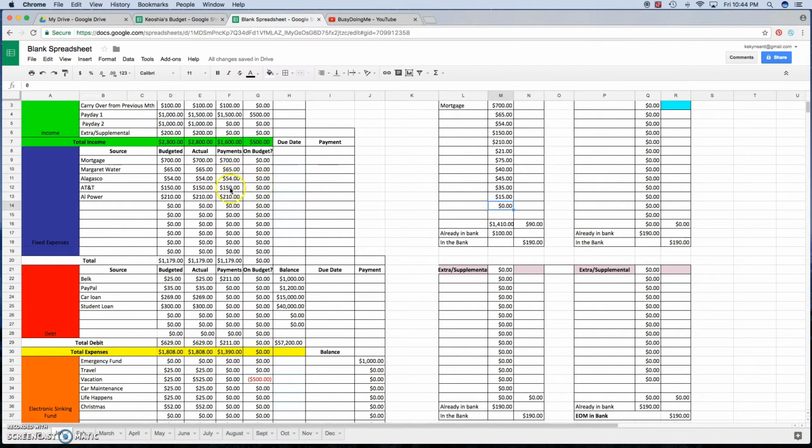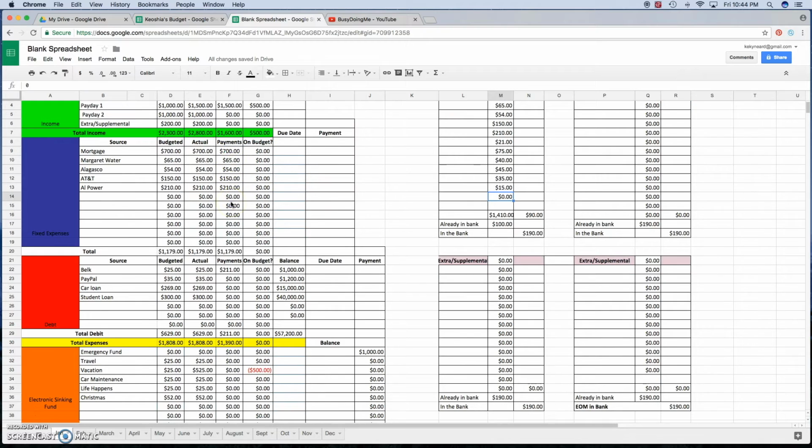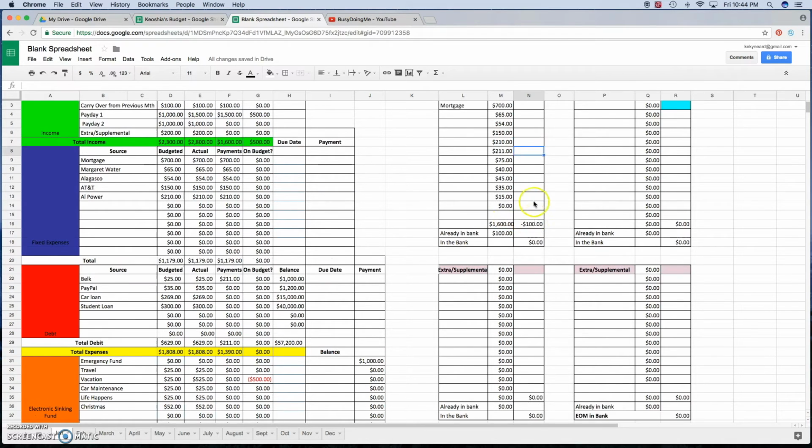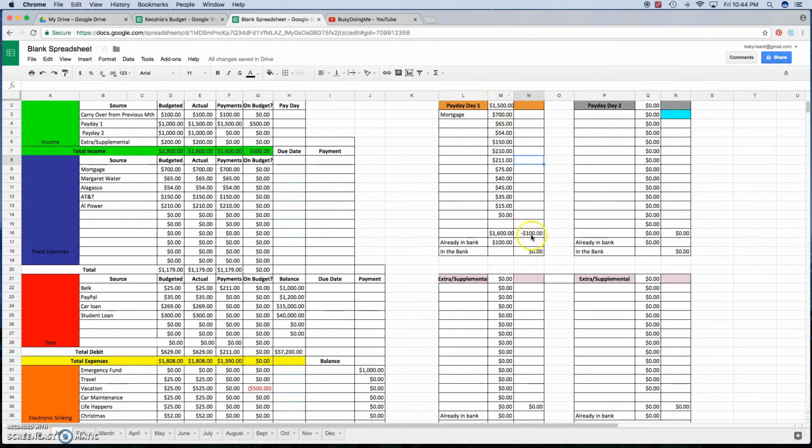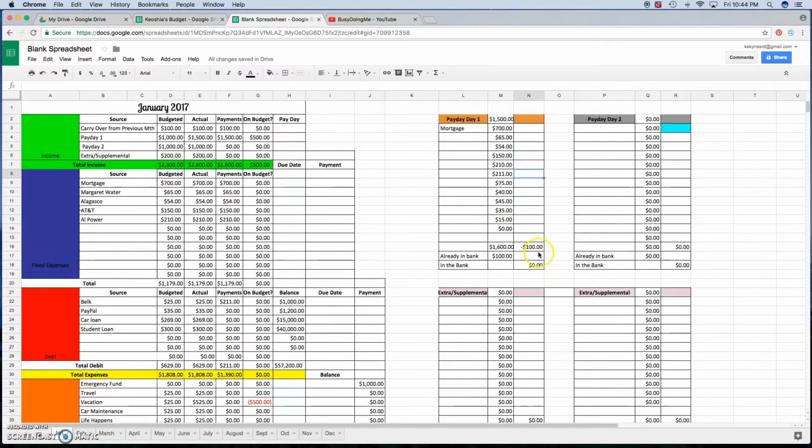$765. And what I like about this, like I said, it gives you a check and balance. Here it is, $211 for the belt. There we go. So now it tells you used $1,600. You were negative $100 because you only got paid $1,500. But when you take this negative plus this positive, it gives you 0. So there you go. So that's how you do that.